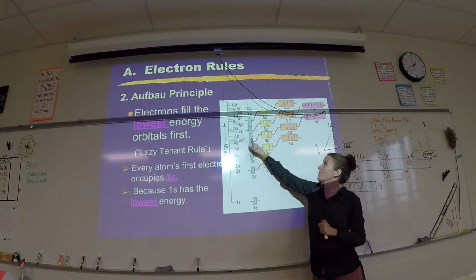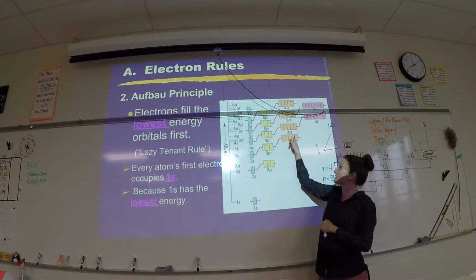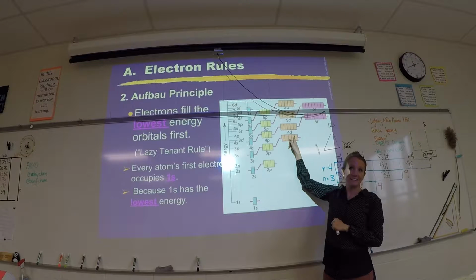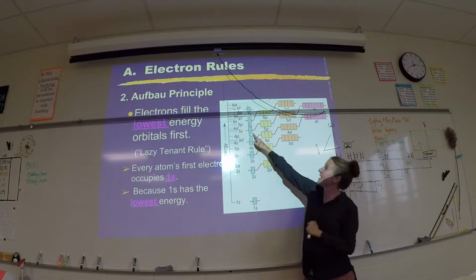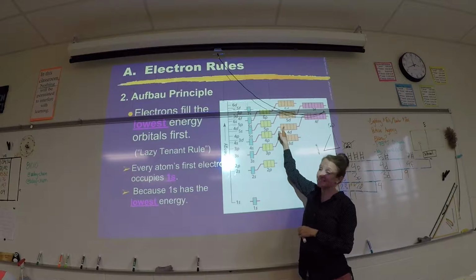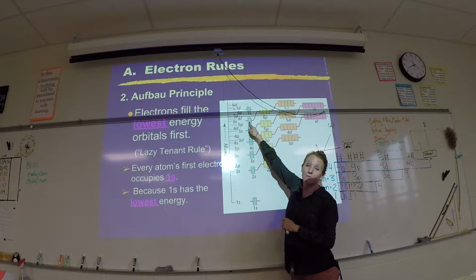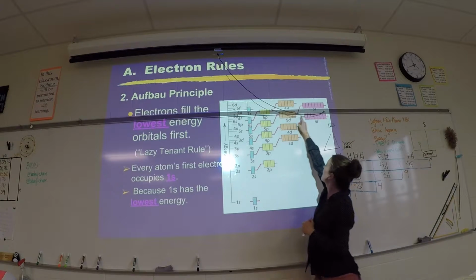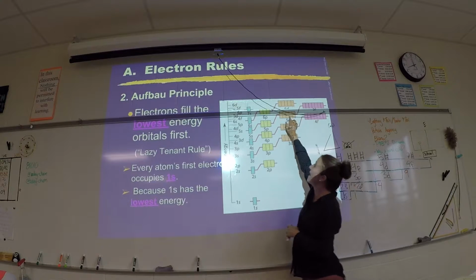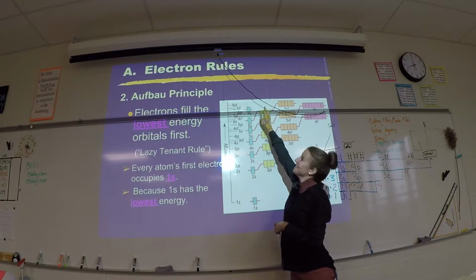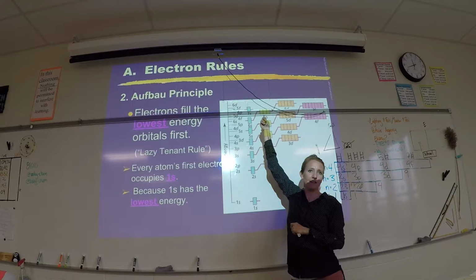So 4s comes before, then it goes 3d. Then what comes next? 4p. Then 5s. Then 4d. Then 5p. Then 6s. Then 4f, which is actually lower, then 5d, 6p, 7s, 5f, 6d, and I'm actually missing a 7p on there.